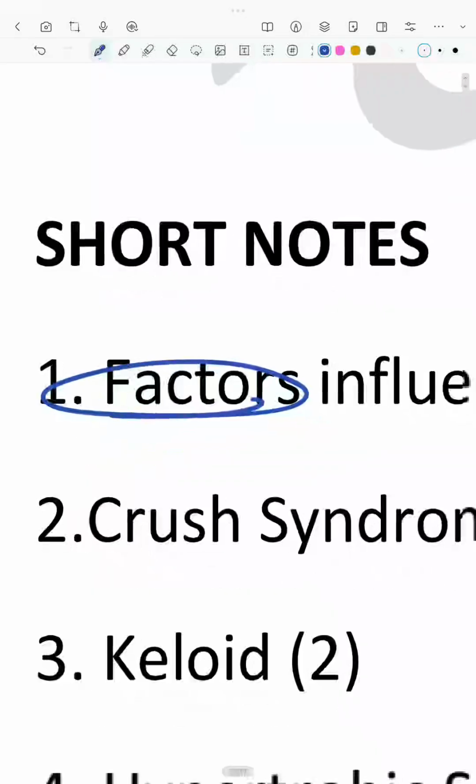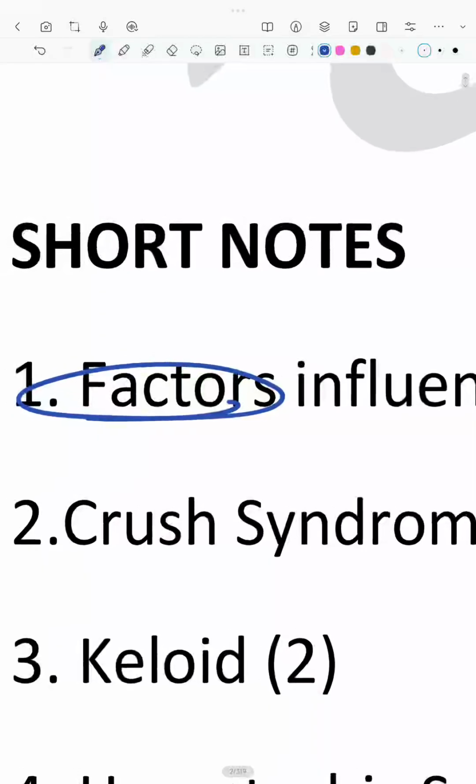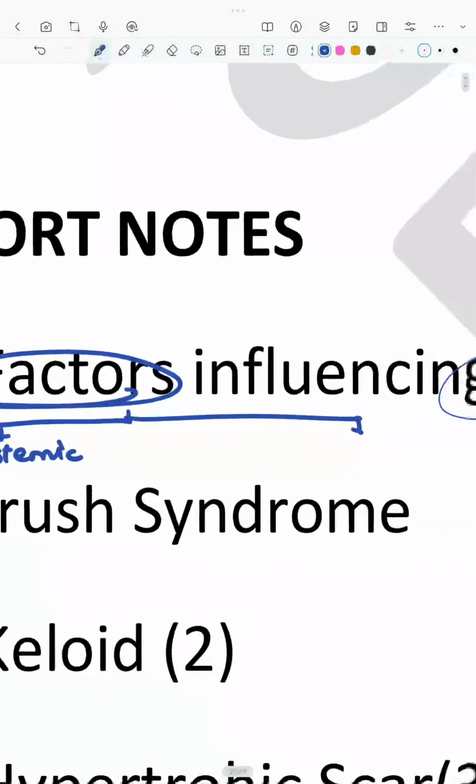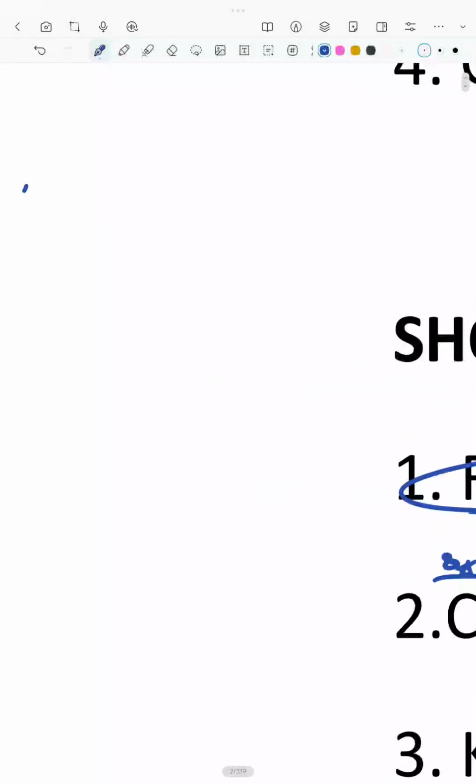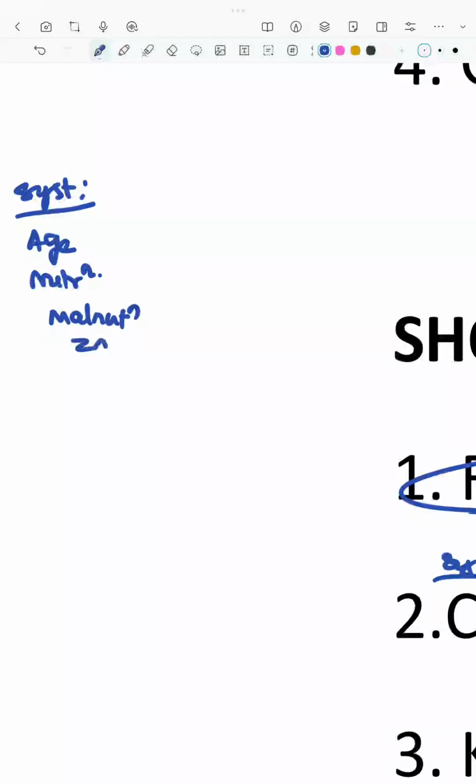The factors that influence wound healing are broadly categorized into two groups: systemic factors and local factors. The systemic factors include age; older age lowers wound healing. Nutrition: malnutrition, zinc deficiency, copper deficiency, manganese deficiency lead to poor wound healing.